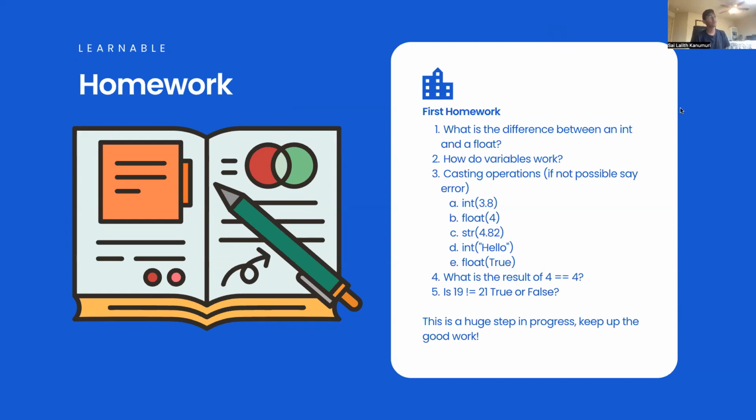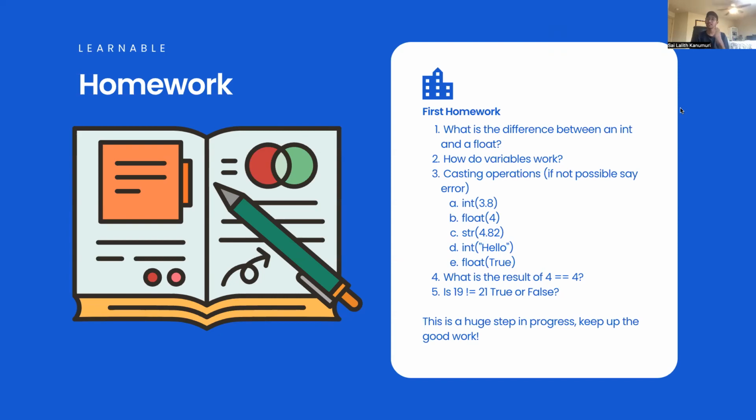So the first question is, what is the difference between an int and a float? Int is an integer and a float is a decimal value. So the difference between an int and a float is that int does not have a decimal value after the integer.